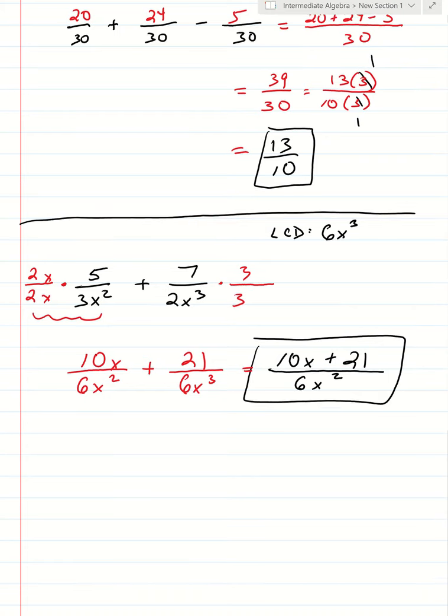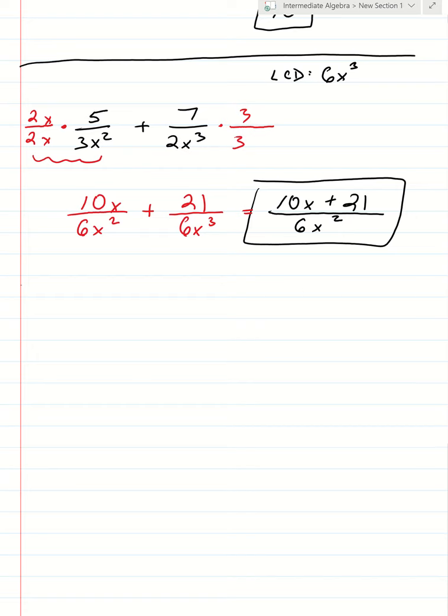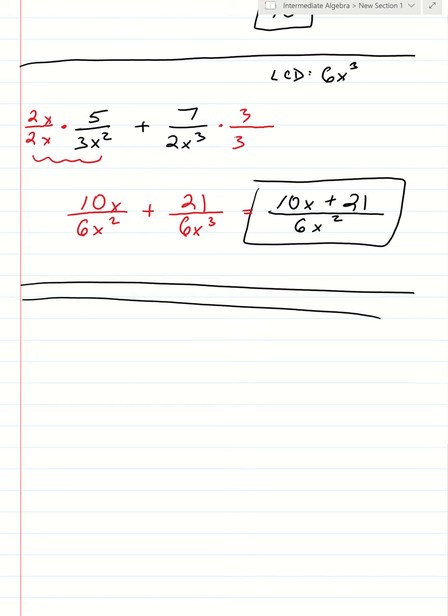Let's try another one. One that's a bit more challenging. Let's say we have 2x over x squared minus 1 plus 1 over x squared plus x. Now here's where it's going to start to get a little bit more complicated.